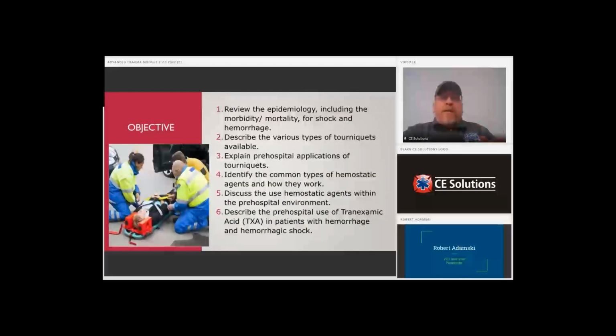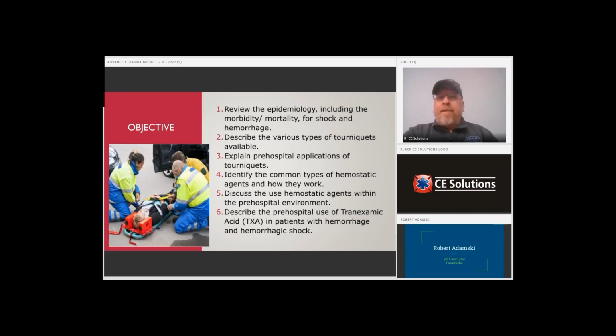So we have 6 main objectives for the first part of the class. The first is we're going to review the epidemiology, including the morbidity and mortality for shock and hemorrhage, i.e. how it injures our patients and how it kills our patients in the pre-hospital care setting. 2, we're going to describe the various types of tourniquets that are available in the pre-hospital care setting.